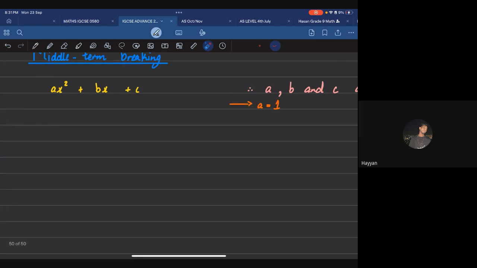Secondly, what's the required term with it? I have to break this down into two such numbers. Let's call them d and f. If I add them up or subtract them, obviously with the x's as well, they make bx again. They add up to bx.